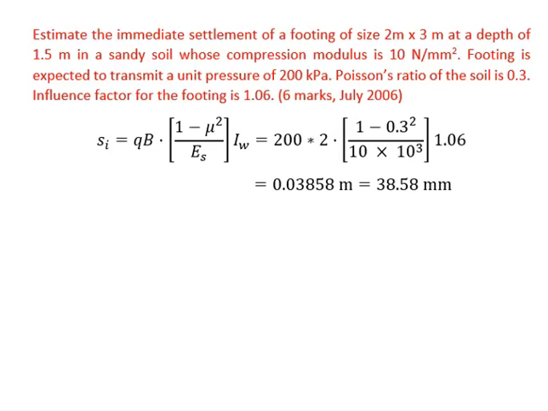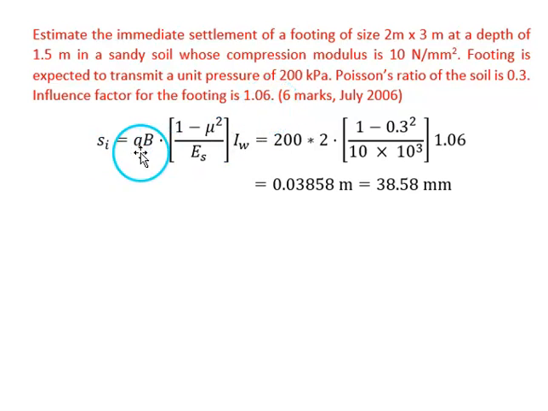Another example is related to immediate settlement. In this problem, the size of the footing is given as 2 meter by 3 meter, and the depth of the footing is given as 1.5 meter, and the compression modulus is given in Newton per millimeter square. So we have to convert it into kilonewton per meter square. Here the footing is expected to transmit a unit pressure of 200 kPa, that is, the Q value is given as 200 kPa. Poisson's ratio mu is given as 0.3. The influence factor, that is Iw, is given as 1.06.